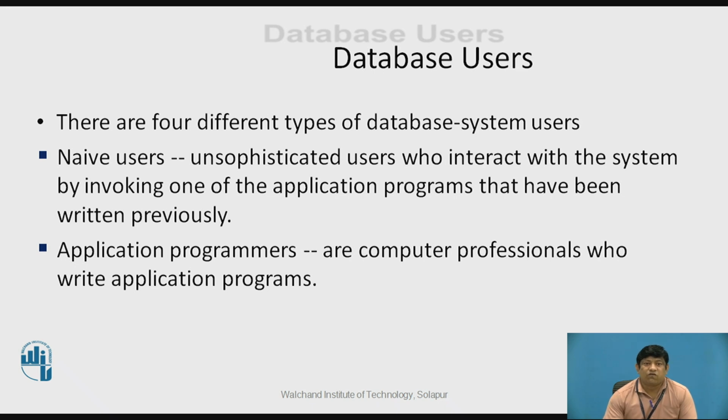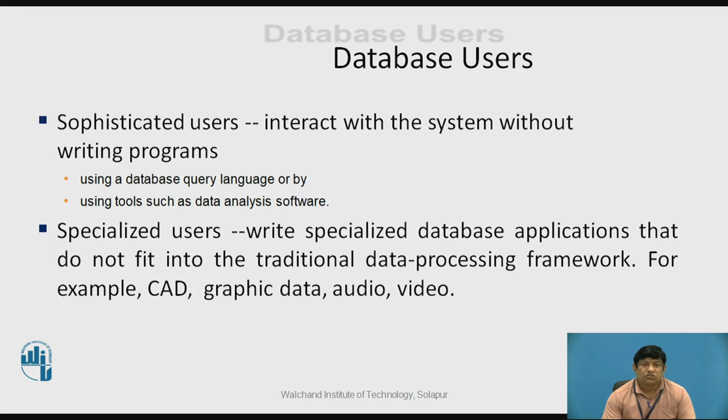Database users. There are four different types of database system users. Naive users, also referred to as unsophisticated users, interact with the system by invoking one of the application programs that have been written previously. Application programmers are computer professionals who write the application programs. Sophisticated users interact with the system without writing a program, using a database query language or by using tools such as data analysis software. Specialized users write specialized database applications that do not fit into the traditional data processing framework, for example CAD, graphic data, audio, video.